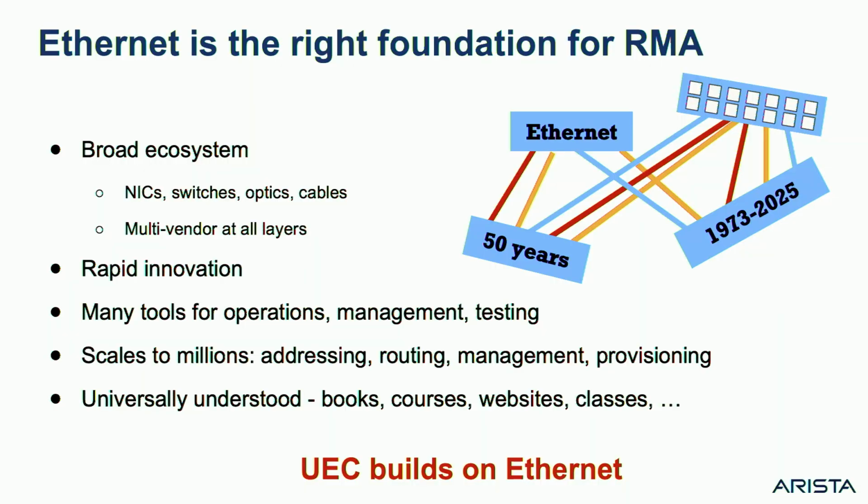RDMA was initially made popular with InfiniBand, as you might know. But what the UEC believes is that Ethernet is really the right foundation for RDMA going forward. And the reasons for that are simple. First of all, we have a broad ecosystem within the Ethernet community, with multiple vendors at different layers. There are multiple tools for operations, for management, for testing, and so forth. And it scales. The internet is built on Ethernet and IP. And given it's been 50 plus years as the network protocol of choice, it's really well understood. So for the UEC, there was no option. This needs to build on Ethernet going forward.